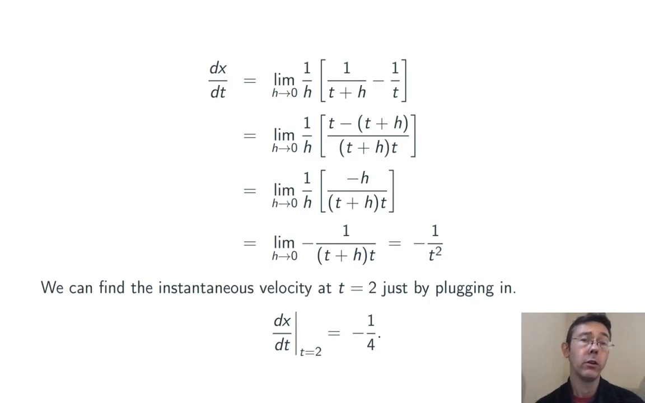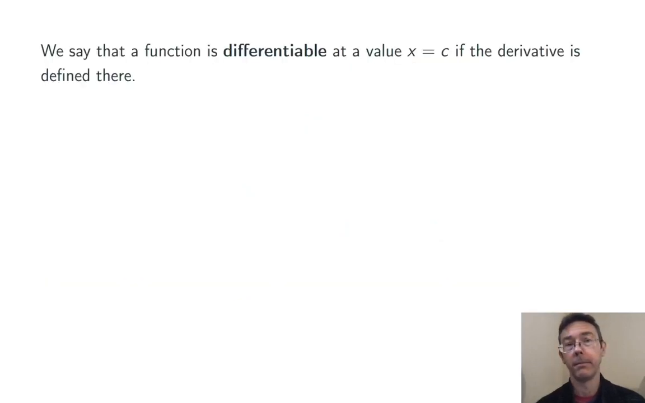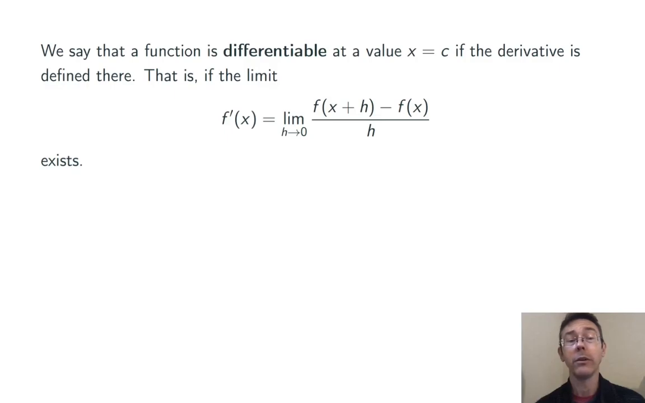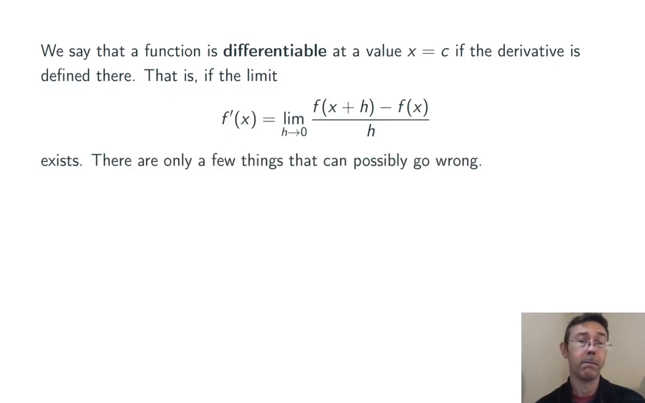Notice the notation here, by the way. dx dt, the derivative of x with respect to t, and then I have that vertical line with the subscript t equals 2 to indicate that I'm supposed to be evaluating that derivative at t equals 2. That notation is pretty common. We say that a function is differentiable at a value x equals c if the derivative is defined there. In other words, if this limit exists.